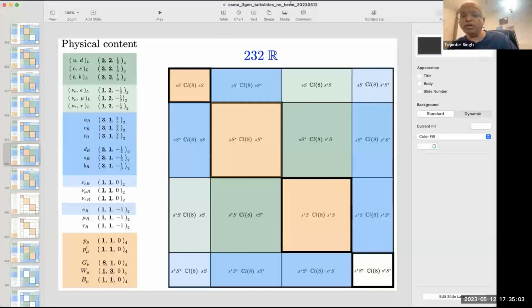The first copy I will grant a CL6 cross CL2. The second copy also has CL6 cross CL2. And yeah, something else very puzzling has opened up from here. With one CL2, I associate weak isospin, the other CL2 with the Lorentz space and then gravity. It seems as if the weak isospin is coming with its own copy of a 4D space-time.